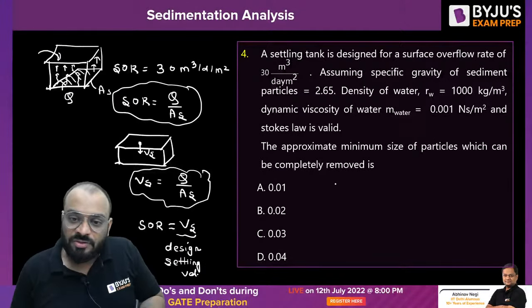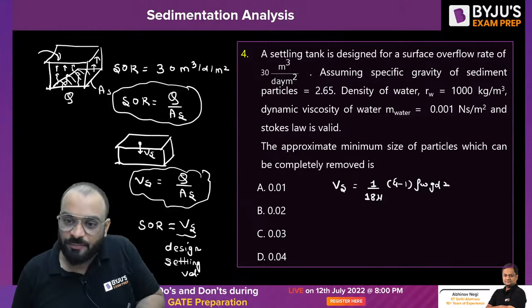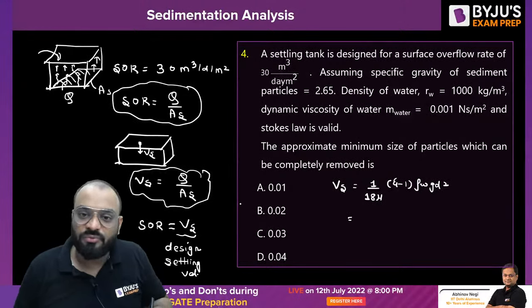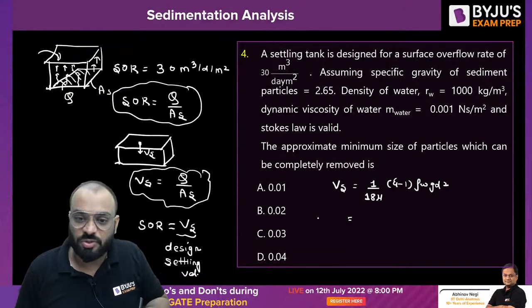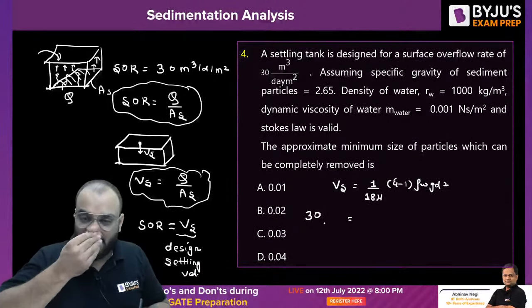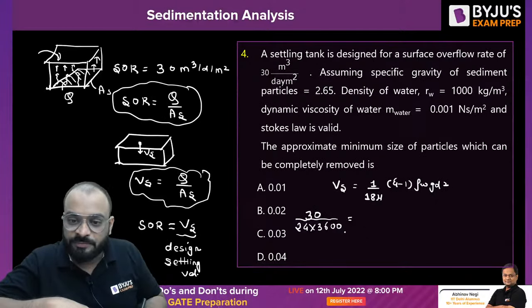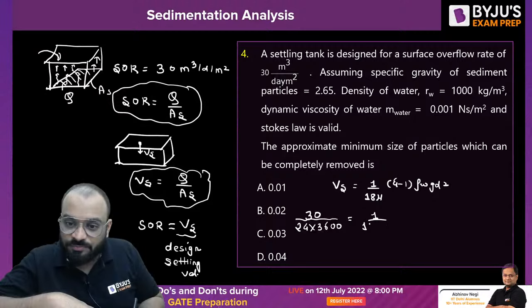Okay. So guys, can I write here Vs is equal to what? Again 1 by 18 mu into G minus 1 into rho W into g into D square. Now guys, this particular value of Vs is given in terms of surface overflow rate. So you can see here it is basically 30. So this value is 30 meter cube per day per meter square. You can solve it. So let's convert it in terms of meter per second. 30 by 24 into 3600.